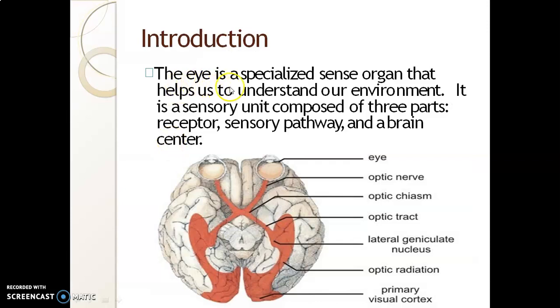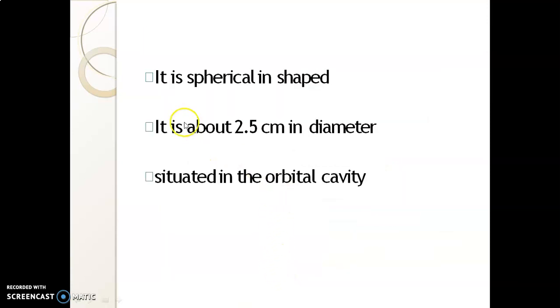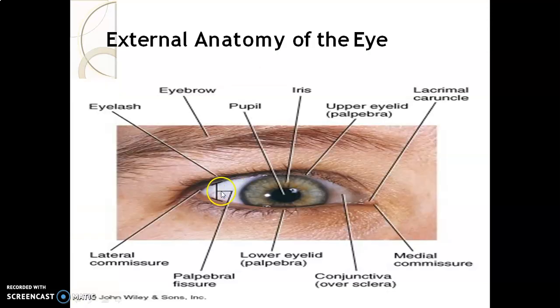Introduction. The eye is a specialized sense organ that helps us to understand our environment. It is a sensory unit composed of three parts: receptor, sensory pathway, and a brain center. Eye, optic nerves, optic chiasma, optic tract, optic radiation. These are the introduction. Generally, the eye is spherical in shape. It is about 2.5 cm in diameter, situated in the orbital cavity.